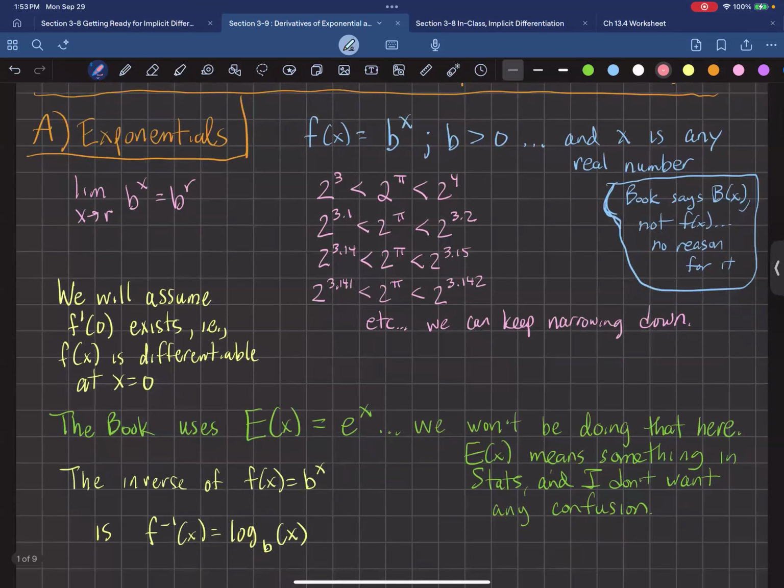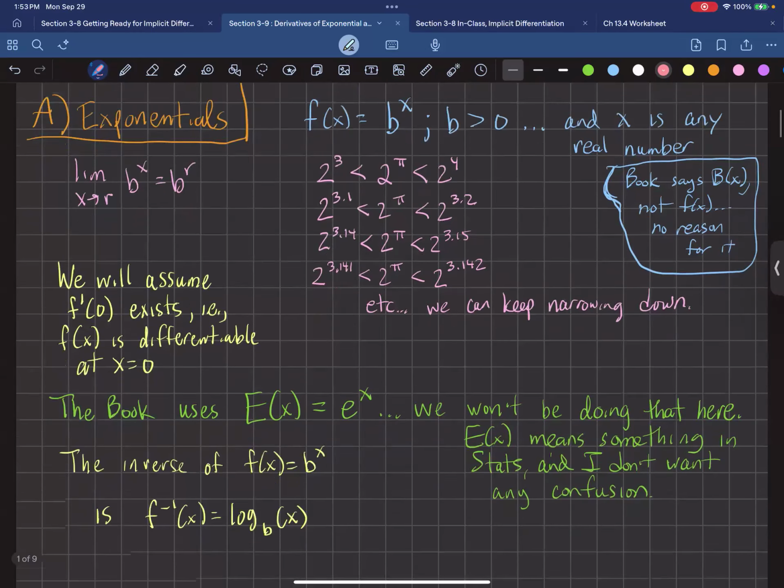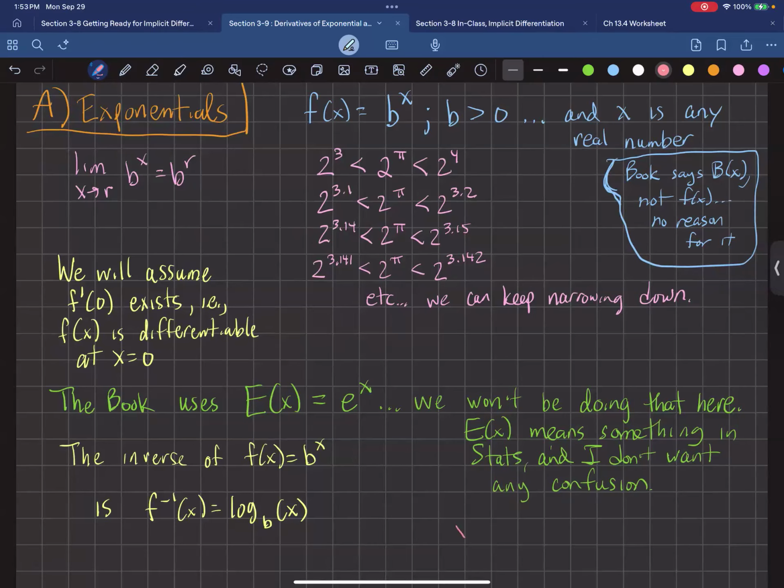And we are going to take advantage of the properties of logs. If y equals b to the x, then x equals log base b of y. These are inverses.